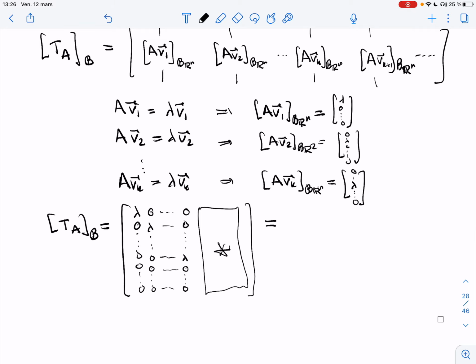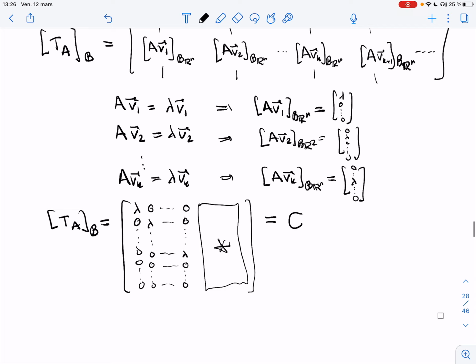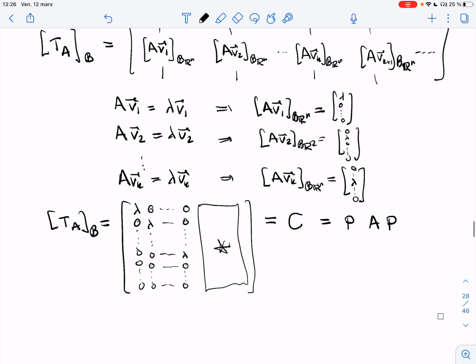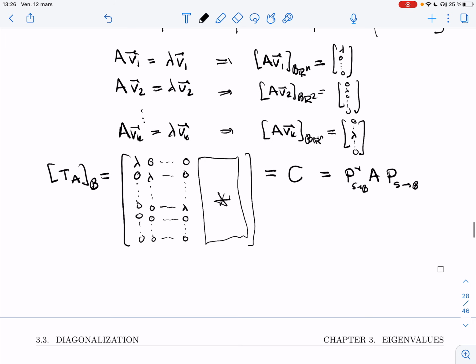Let's call this matrix C. That matrix is similar to A. In fact, it's a change of basis away, so it's going to be P from S to B times A times P from S to B inverse. And so it's going to have the same characteristic polynomial as A. And so p_A(x) is equal to p_C(x).